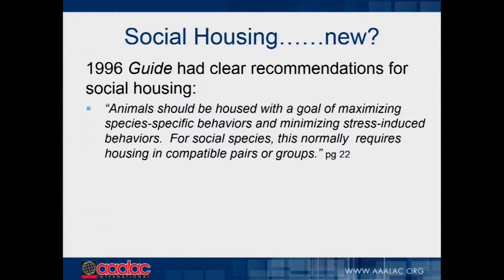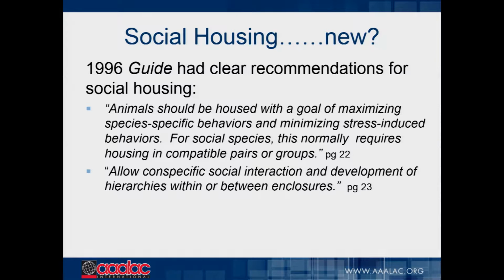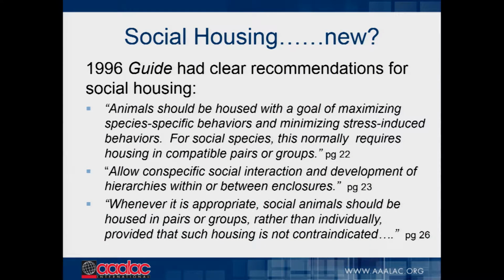In a nutshell, the council said this really isn't new for us. We've always looked for social housing all along. And in fact, if you go to the 96 guide, the previous edition, you can find language that is very specific and very similar language in the revised 2011 edition. So again, maximizing species-specific behavior, minimizing stress-induced behaviors, and the like. Conspecific social interaction, hierarchies, and wherever appropriate, they should be housed in stable pairs or groups. Well, pairs or groups. I think the stable is new. This is old language. This is the language we used when we carried the guide in to evaluate your program.